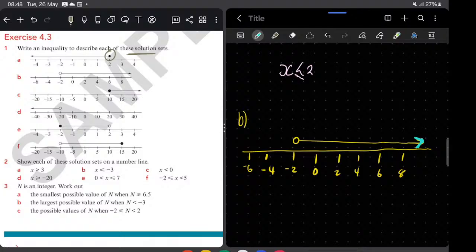What you do is you see, is the arrow pointing left or right? In this situation, the arrow is pointing to the right hand side, which means x would be greater than the number. So we are taking values that are greater than, values on the right hand side. Greater than what? Greater than where your circle is. Where is the circle? The circle is at -2. So x is going to be greater than -2.